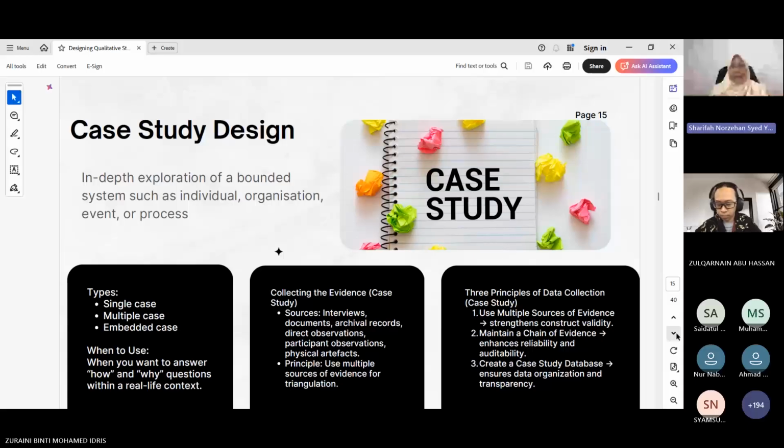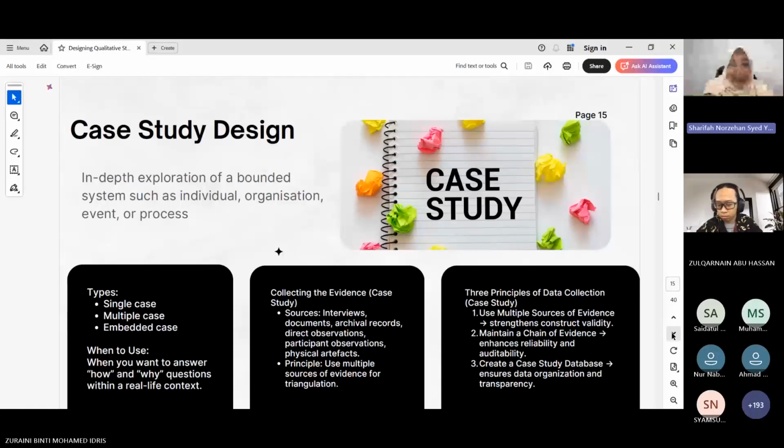The sources of how you're going to collect your data, like most qualitative research, are interviews, documents, archival records. Sometimes you have direct observations, and participant observations, or you can look at any artifacts, depending on the kind of study that you are in. And you can use all these multiple sources of evidence for your triangulation just now. The process of triangulation need not be like quali to support quanti or quanti to support quali.